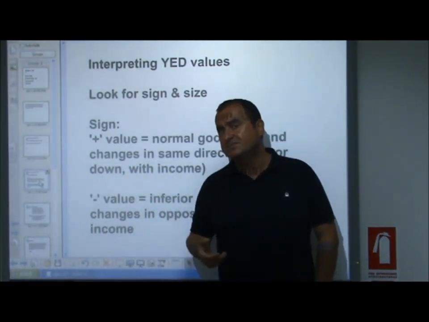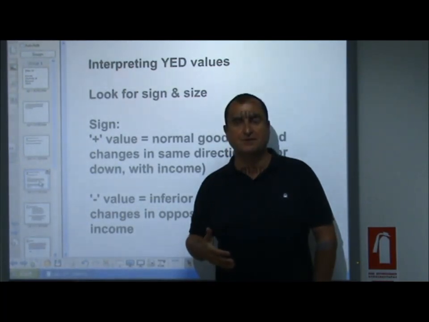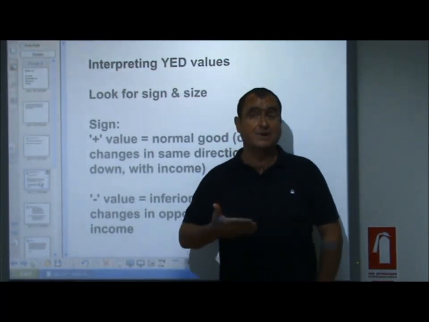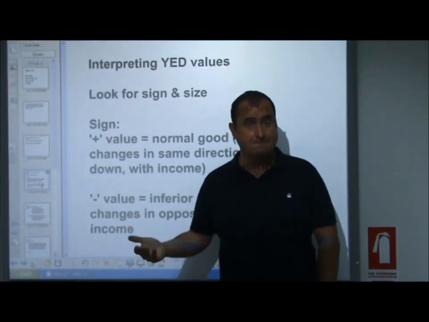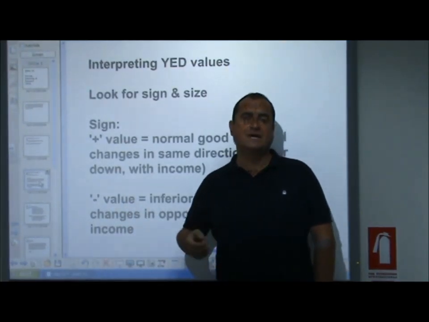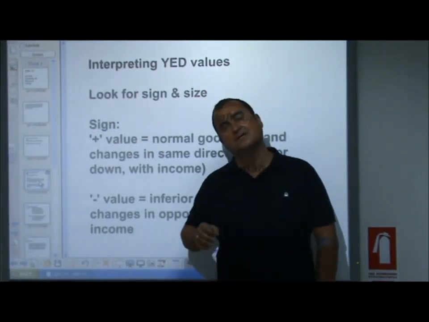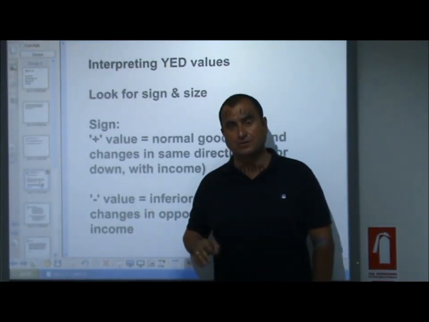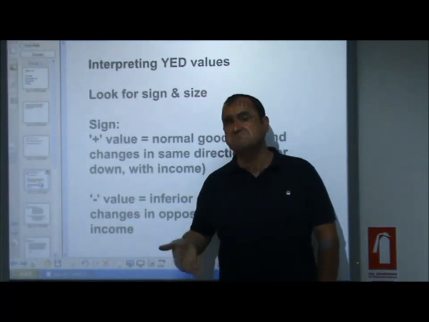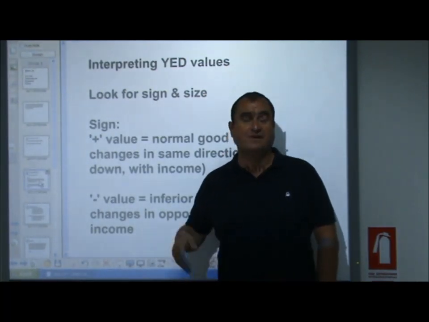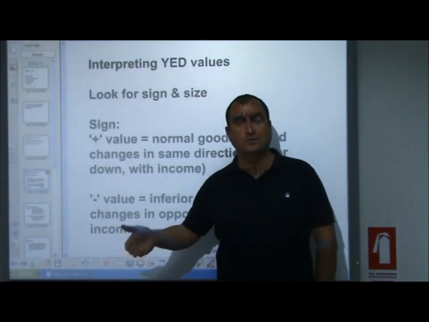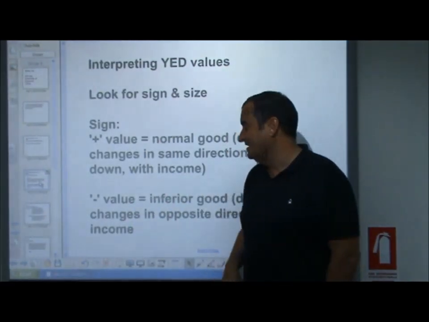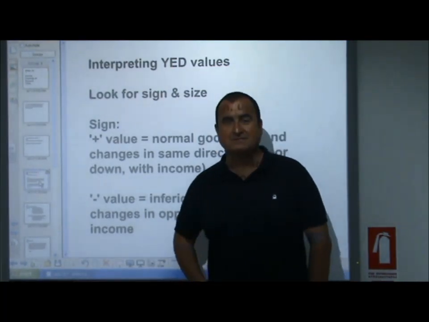Bus tickets are sometimes given as an example of an inferior good. Our incomes go up, we buy fewer bus tickets because we can now afford a taxi. Or maybe cheap cuts of meat. It's another textbook example of an inferior good. What's the cheapest cut of meat? Maybe mincemeat. Well, if our income goes up, maybe we buy less mincemeat because now we can afford steak. And I apologise to vegetarians.